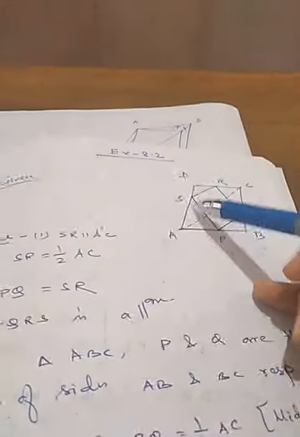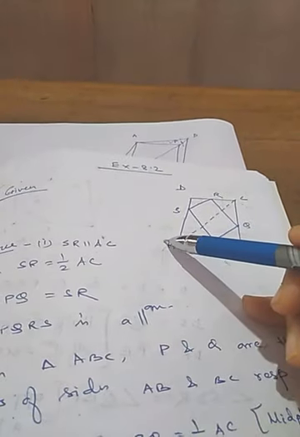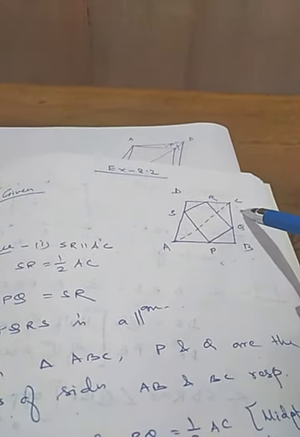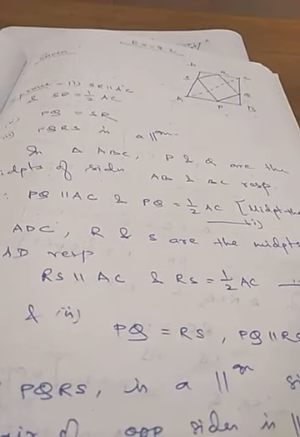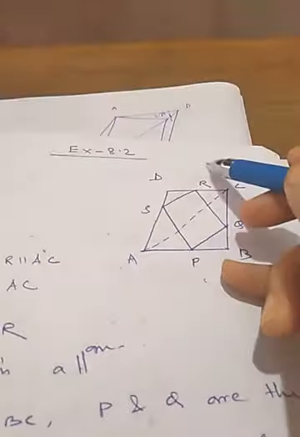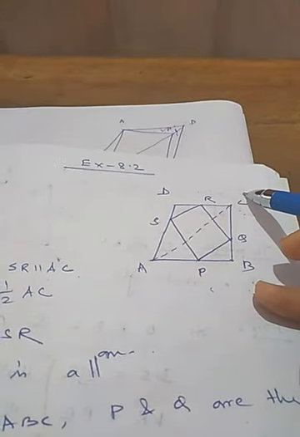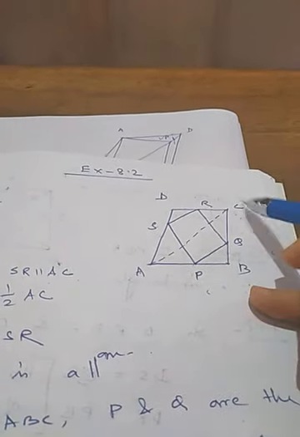Again in this triangle, S and R are the midpoints of the sides AD and DC respectively. Therefore SR is parallel to AC and SR is half of AC, with the help of the midpoint theorem we have written here. So from 1 and 2, SR is also parallel to AC and half of AC, and PQ is also parallel to AC and half of AC.